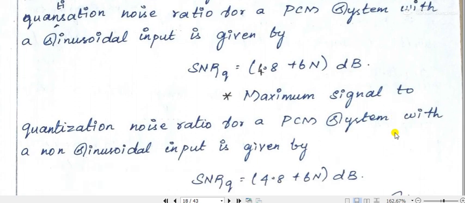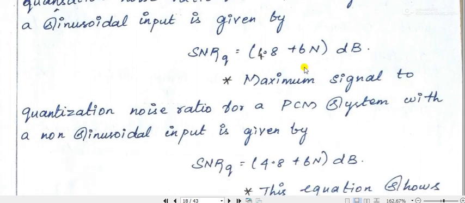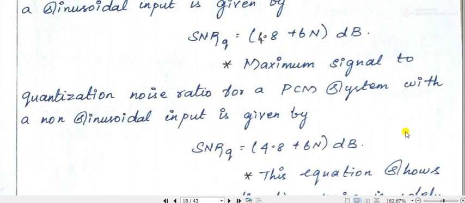The maximum signal to quantization noise ratio for a PCM system with a sinusoidal input signal is given by 4.8 plus 6n. It depends on the number of bits per word, so n is the number of bits per word. By using this we can calculate the signal to quantization noise ratio.